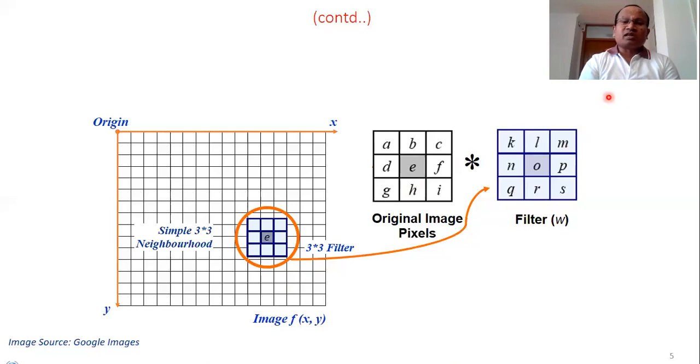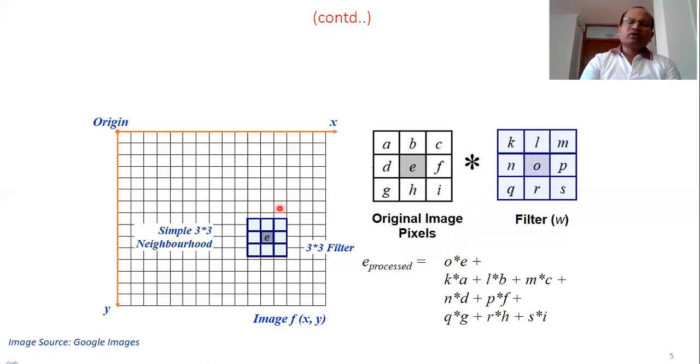And this is the original image. Now how will our output image look corresponding to this neighborhood? We are not talking about the entire image because it is not going to change. What is going to change is this particular portion only. So you can see how the operation is taking place. O is the center, multiplied with E, then K with A, L with B, M with C, N with D, P with F, Q with G, R with H, and S with I.